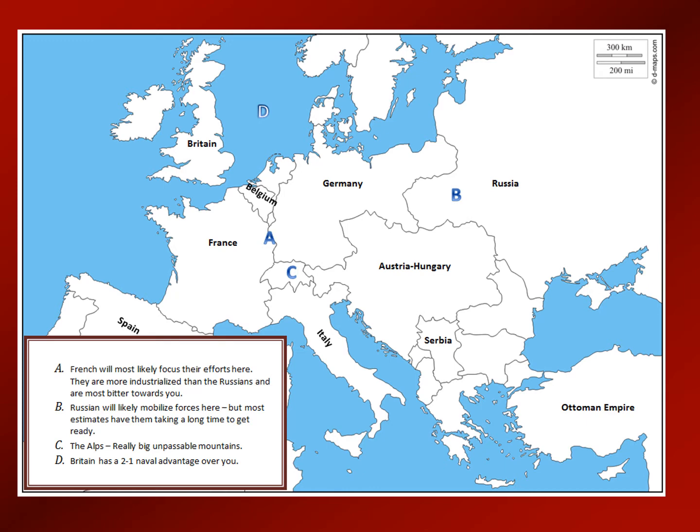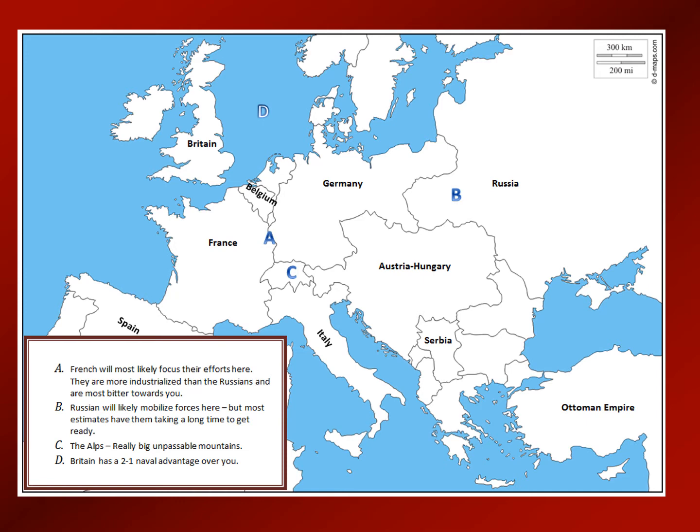Where C is, there's the Alps, so you really can't get by them. And then if you look at D and the C here, the risk for Germany is that despite the fact that Germany was expanding their navy, the British still have a 2-to-1 naval advantage over Germany. So you've got to keep these things in mind.